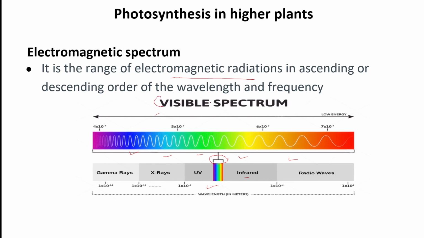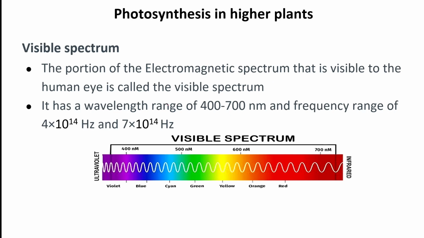But we are concerned only about the visible spectrum in photosynthesis, because plants can only absorb this visible spectrum of light. So what is the visible spectrum? The visible spectrum is that portion of the electromagnetic spectrum that is visible to the human eye, or that can be perceived by the human eye. Humans can see only in the visible spectrum, and plants also absorb this visible spectrum of light.